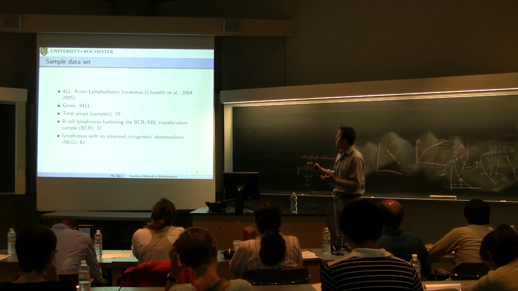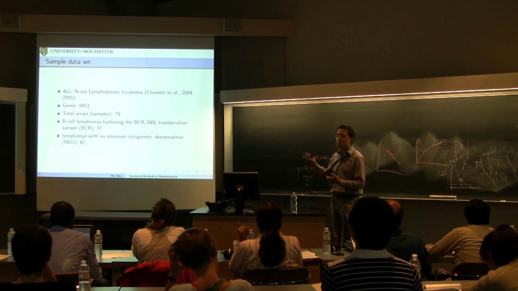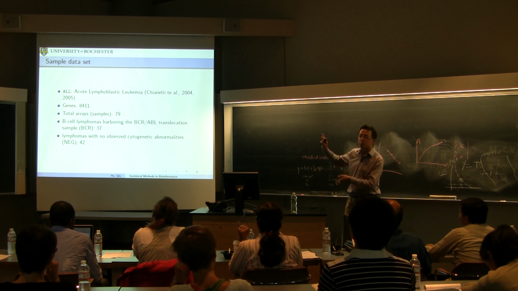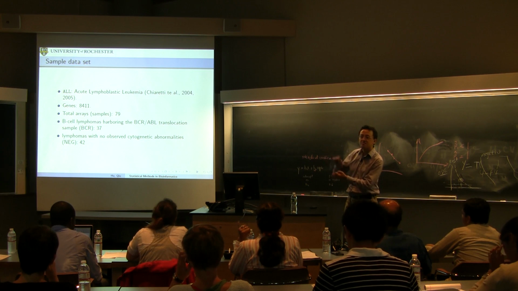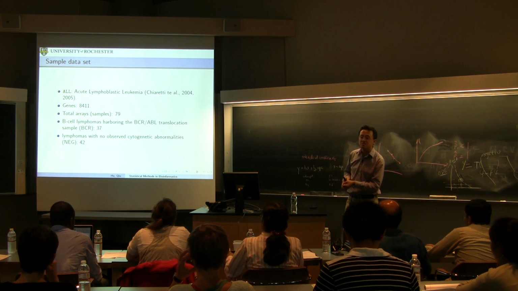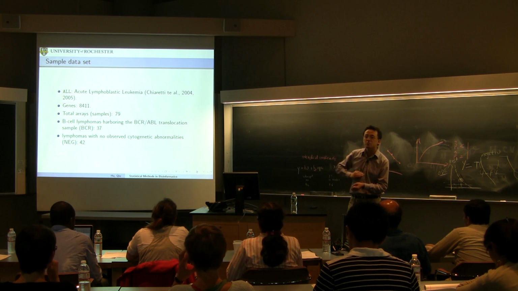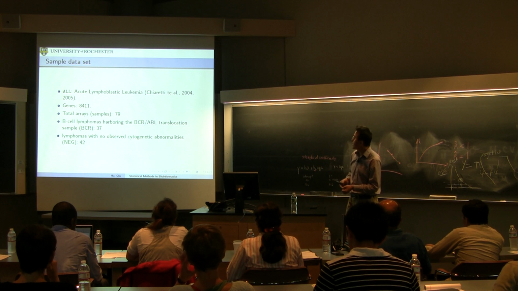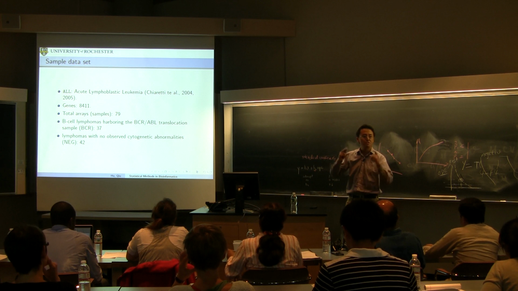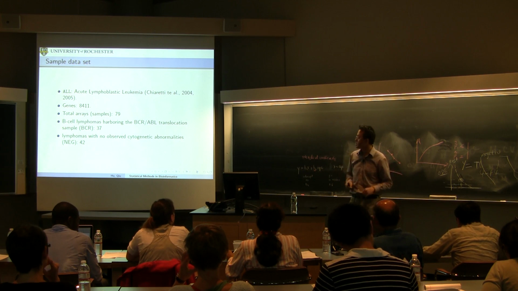Okay, throughout my talk, I will use this particular data set. It's the leukemia data set. After all the pre-processing, the normalization, background checking, we eventually have around 8,000 genes, so 8,000 rows in your matrix. And we have 79 samples, 79 columns. You can imagine there is a very big matrix there.